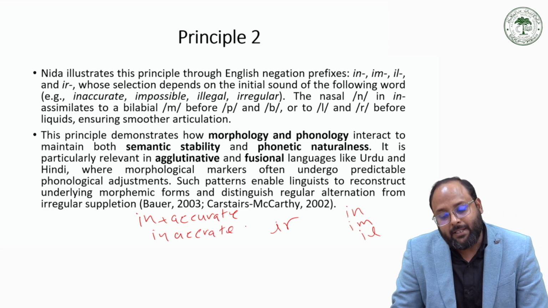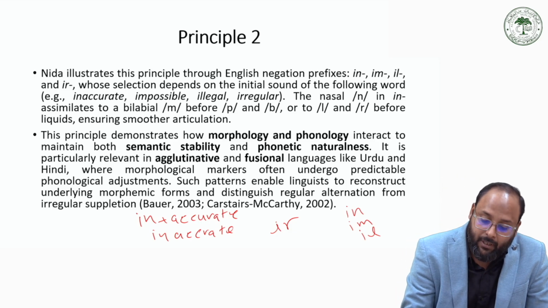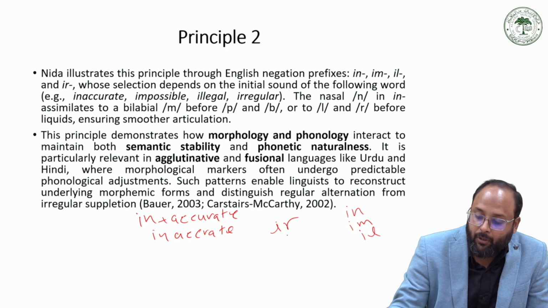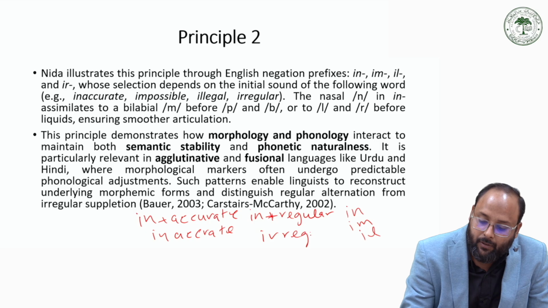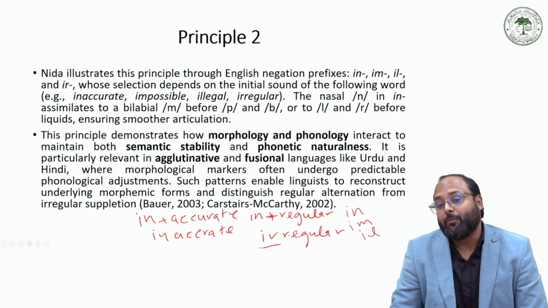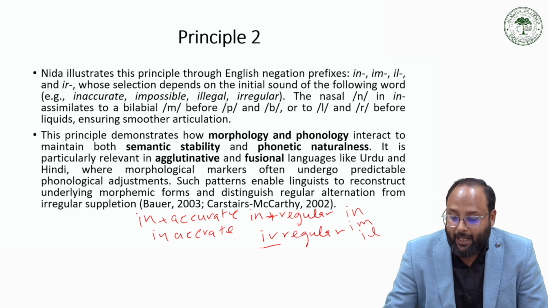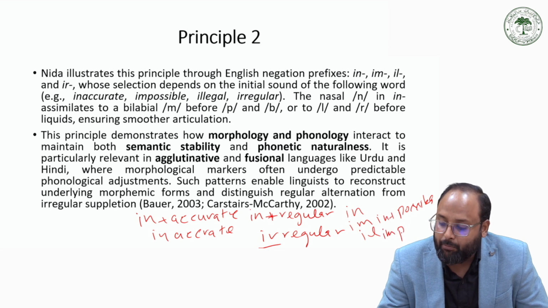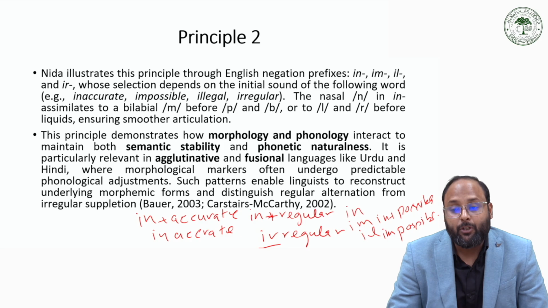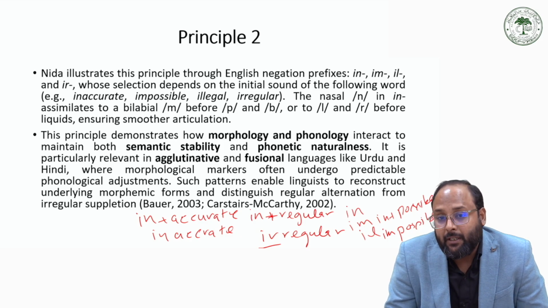And when we have another type of morpheme like regular, in plus regular becomes irregular. So there is the ir form for the negation. And when we have possible, in plus possible becomes impossible. Impossible. Or when we have logical, it becomes illogical.